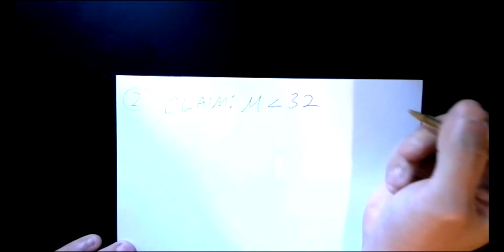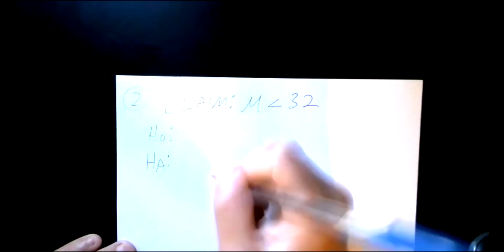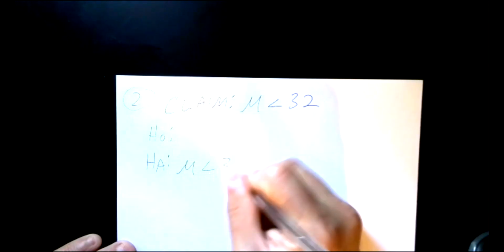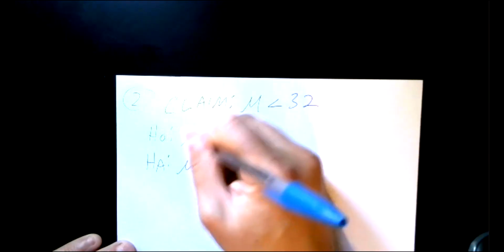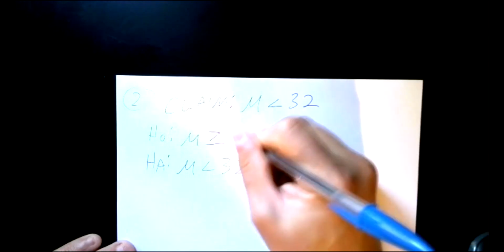State the claim. Again, we're talking about mean in this problem. This college brochure claims the class size is less than 32 students, which means the claim does not contain equality. It goes in the alternative. And the null would be greater than or equal to 32.